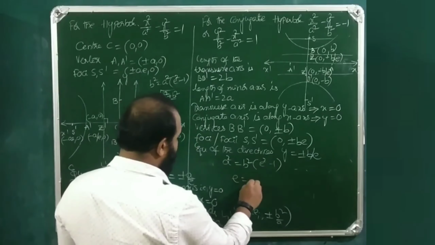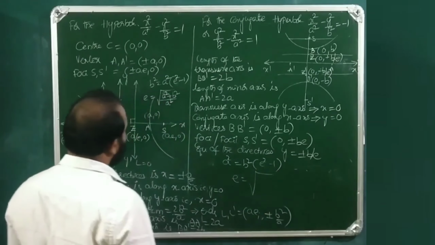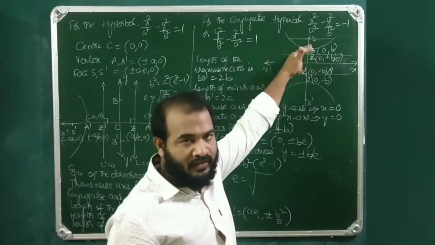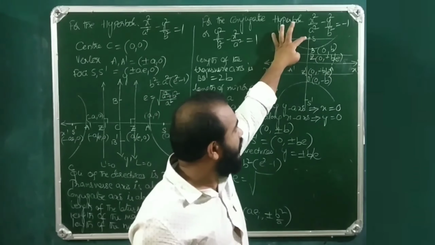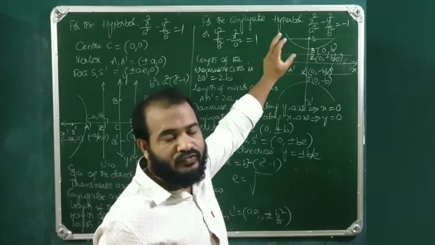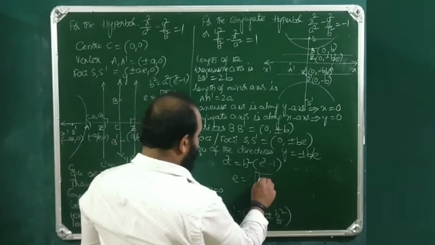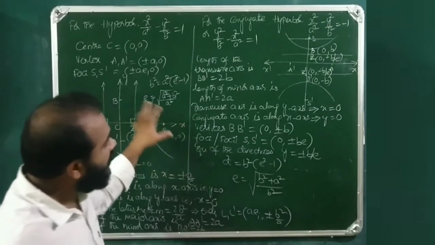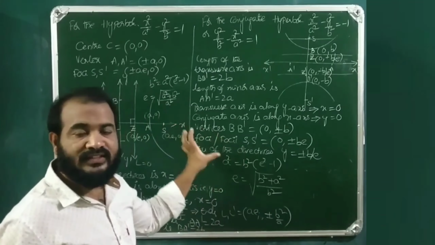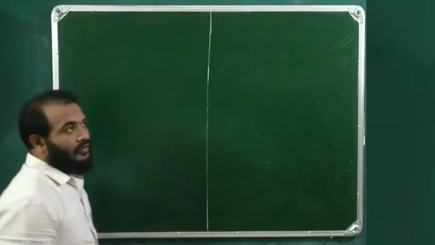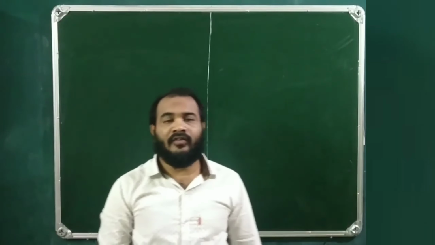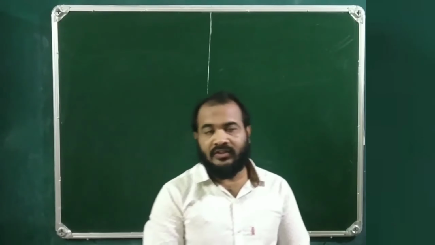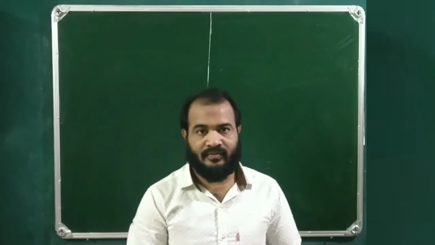Therefore the eccentricity e equals, which is greater here? b is greater here. The length of the transverse axis is 2b. So e equals square root of b square plus a square by b square. So these are the two hyperbolas whose center is at the origin. What about the equation of hyperbolas whose center is not at the origin, where shifting of the origin has taken place?